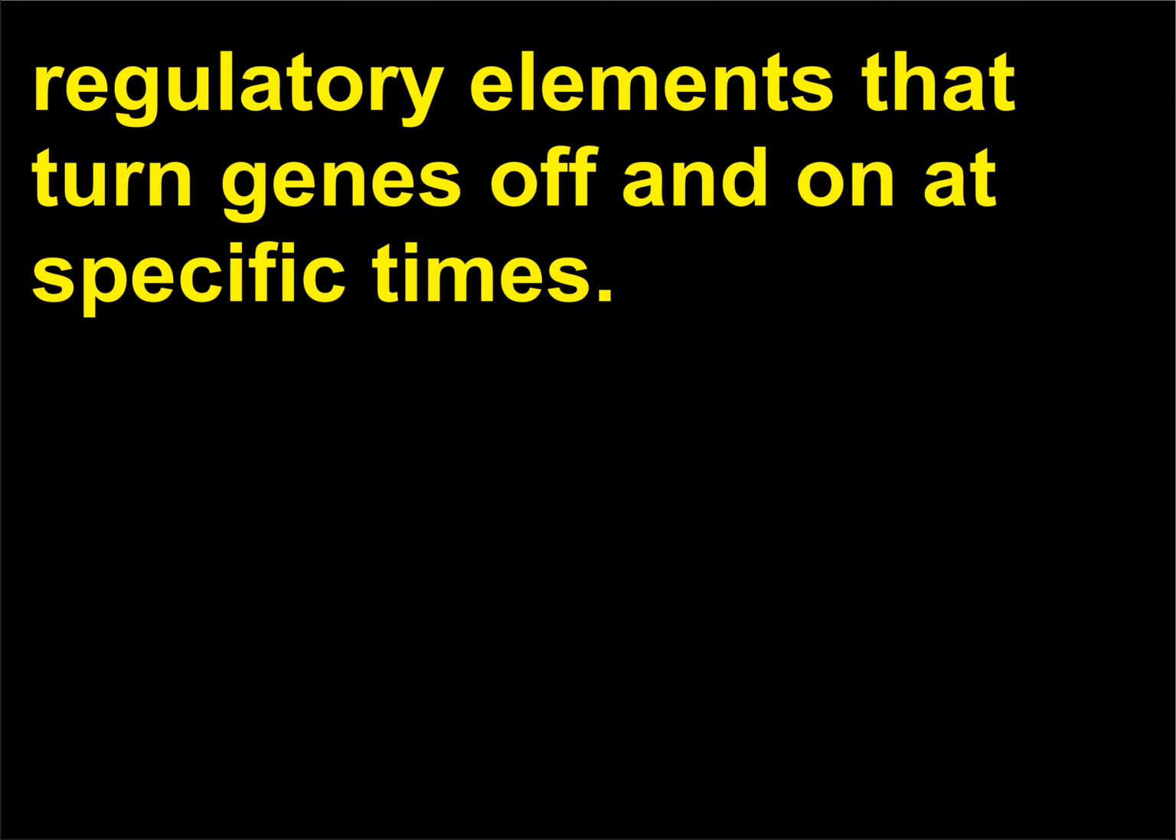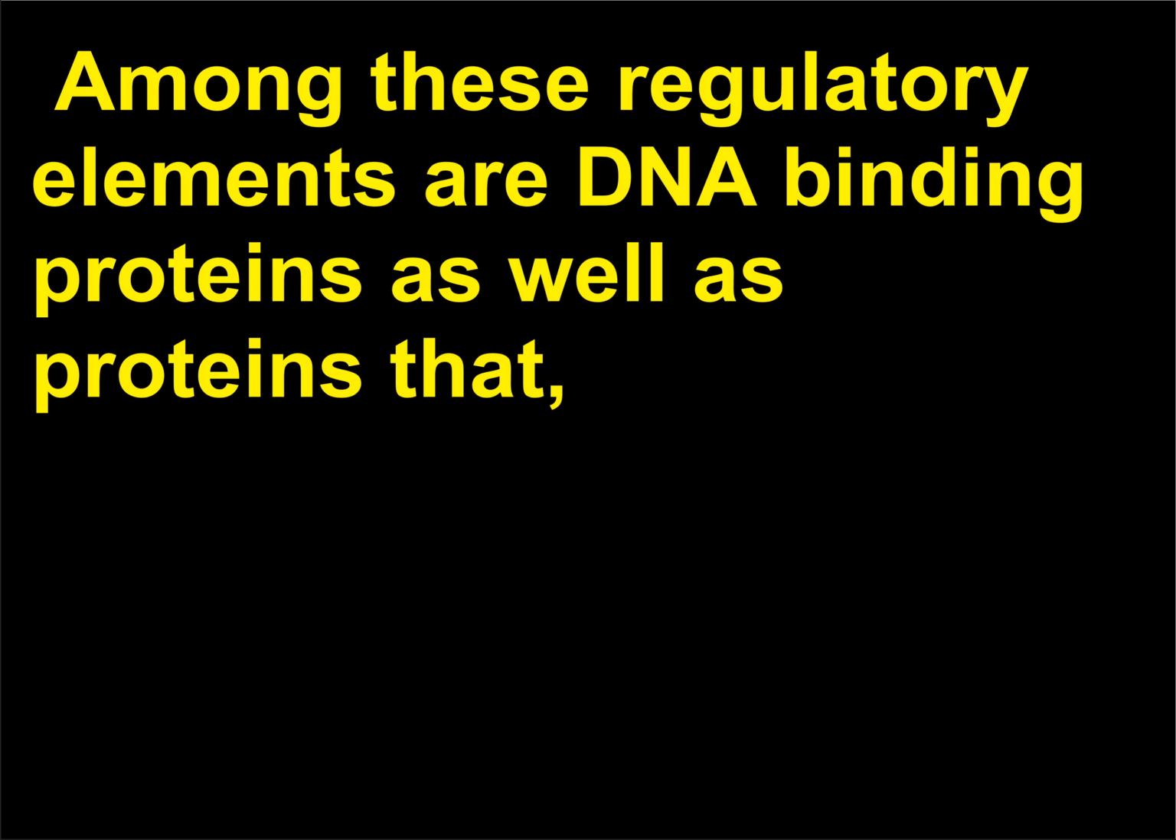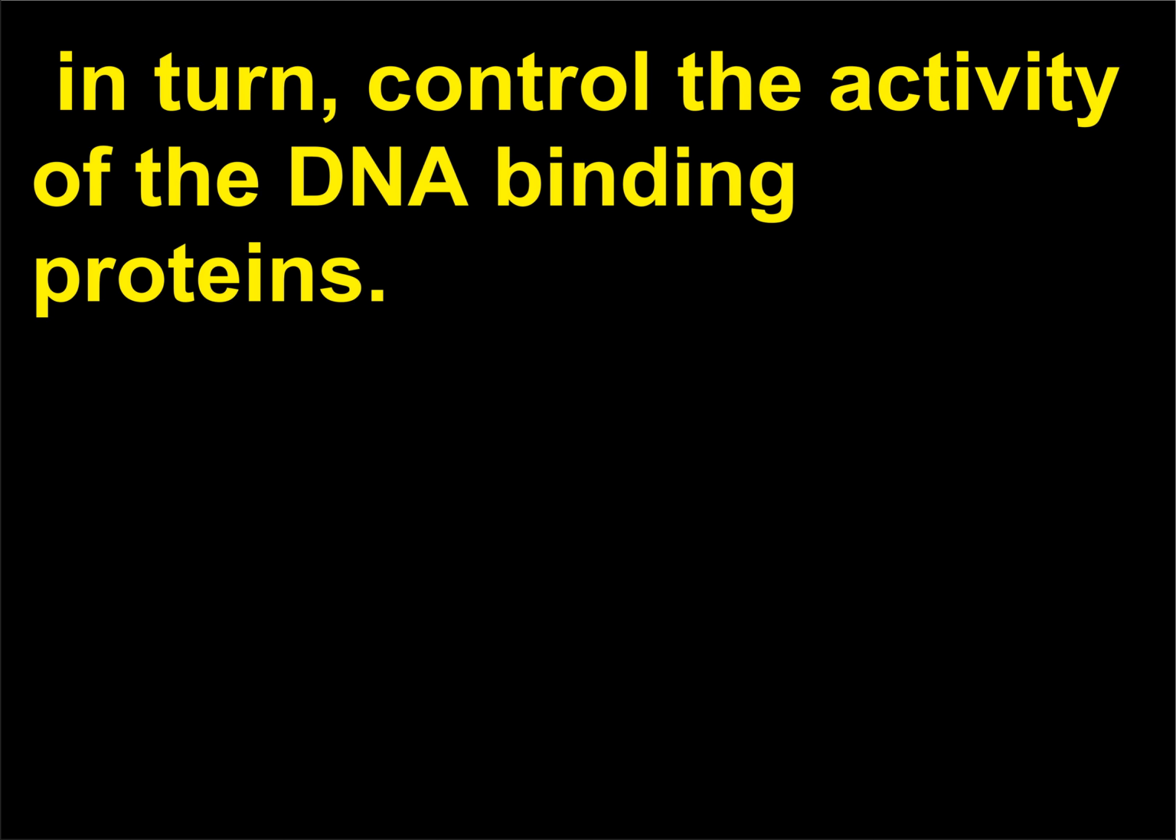Gene control in eukaryotes depends on a complex set of regulatory elements that turn genes off and on at specific times. Among these regulatory elements are DNA-binding proteins as well as proteins that, in turn, control the activity of the DNA-binding proteins.